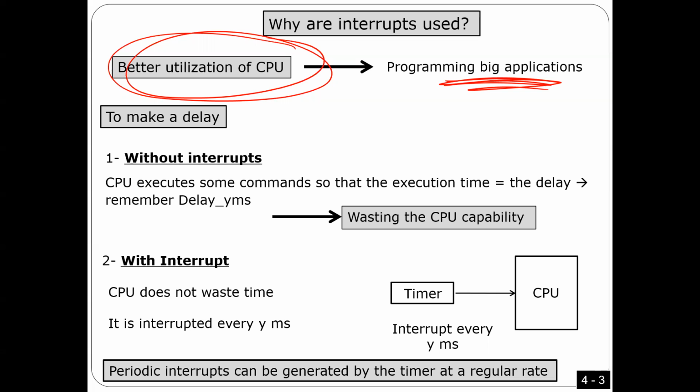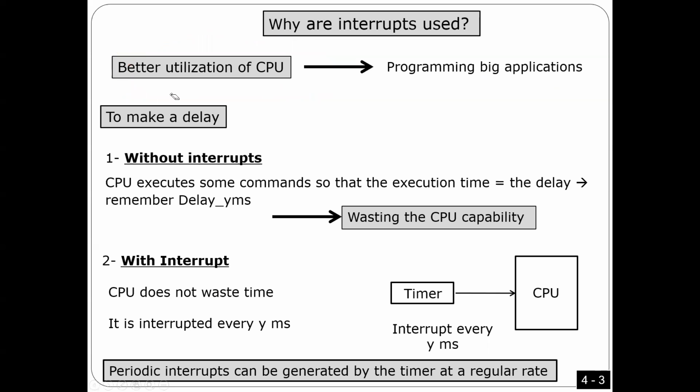For example, without interrupts, the CPU executes commands. Here I'm just giving you one example to understand how interrupts can make better utilization of the CPU. Okay, I want you to understand this very well. Number one, to make a delay. You remember in chapter 3 we made a delay, delay Y miss.